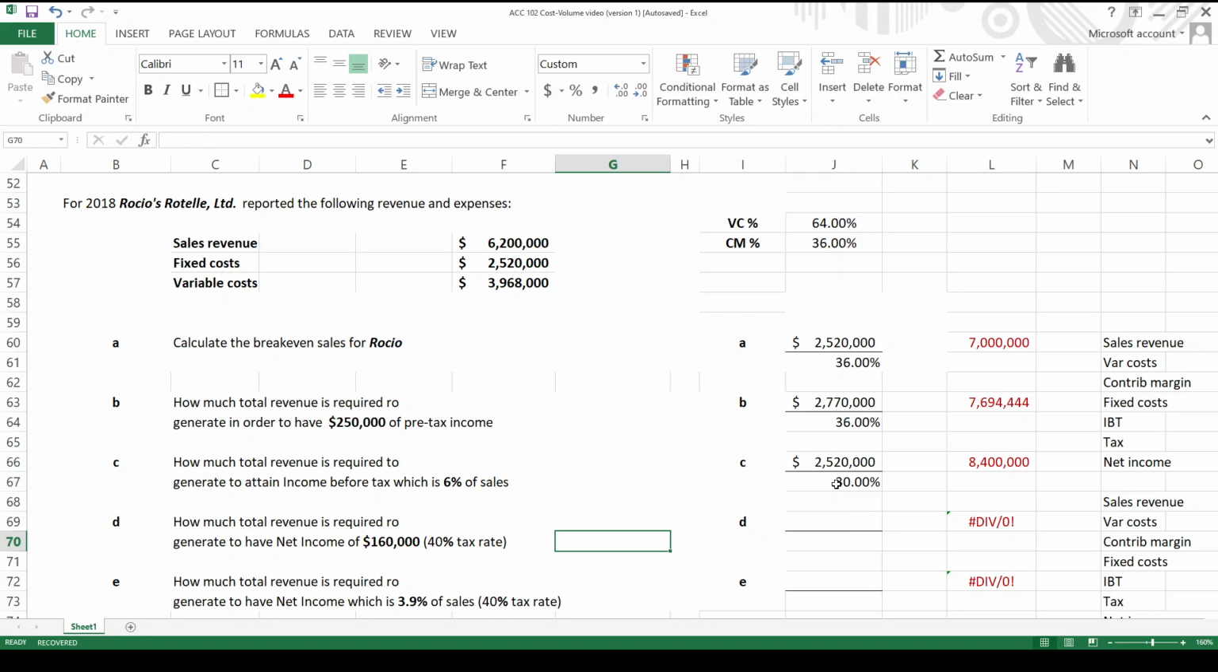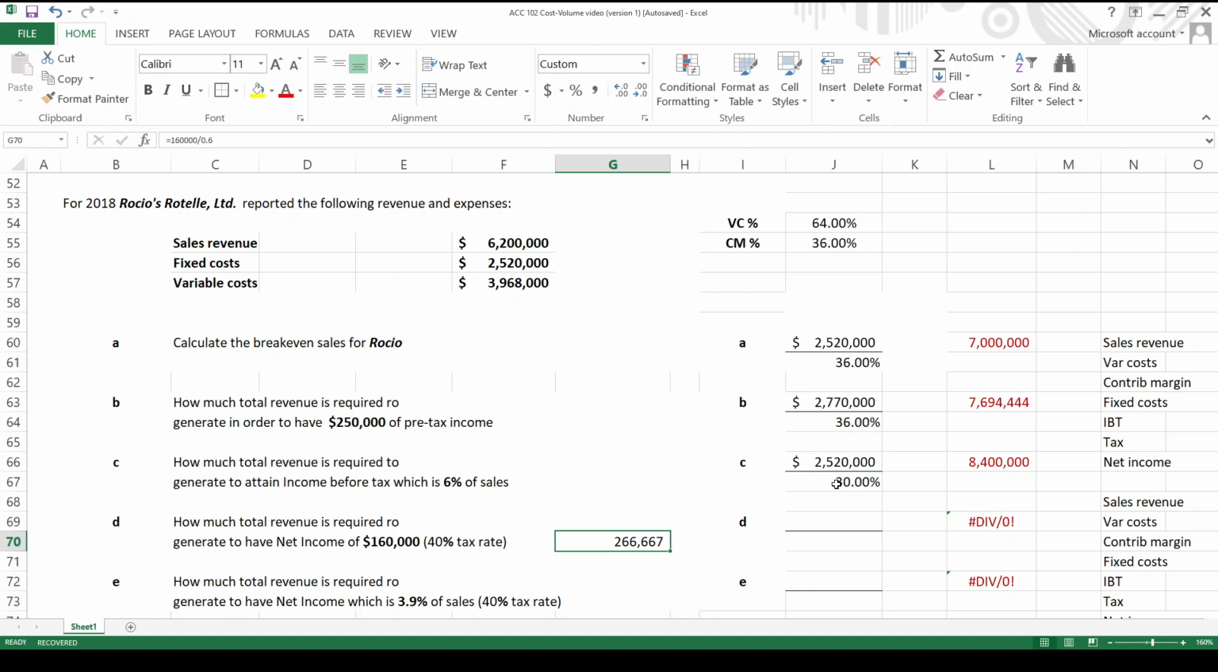Okay. Next on the hit parade, if we want net income of 160K, what do we need for sales? So you have to gross up the 160. You have to go from net and go backwards to the IBT. How do we do that? We take the net that we want and divide by 1 minus the tax rate. So it'll be 1 minus 0.4 is equal to 0.6. We want to use that number as the IBT.